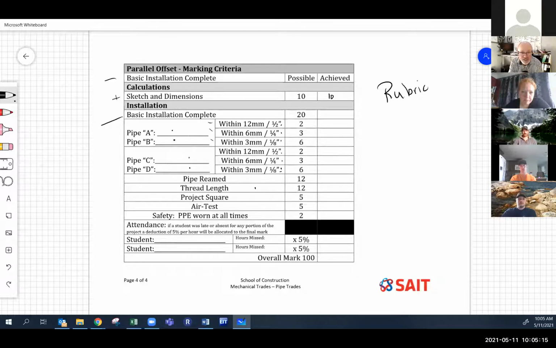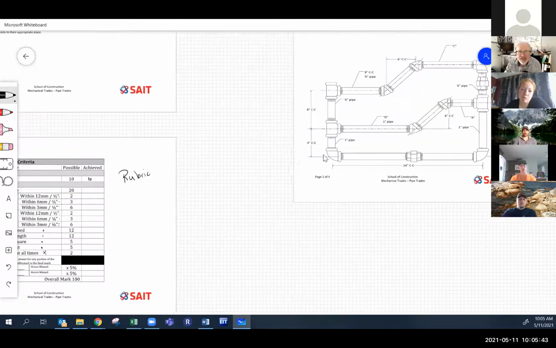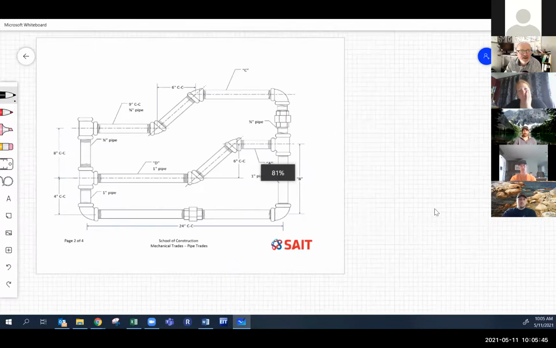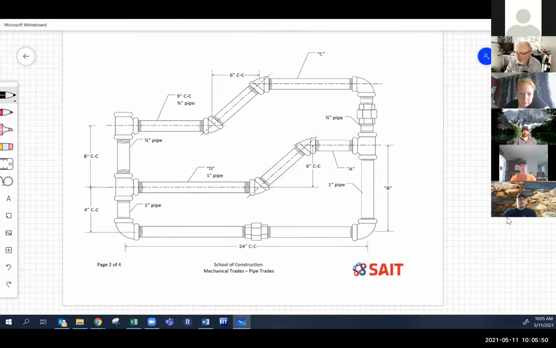We are going to look at thread length. We're going to look and make sure your pipe is reamed. We're going to check your squareness of your project. We're going to do an air test, and you got to make sure that you are safe at all times. All right. There's going to be no hours missed, so I don't think that's going to be an issue. And having said that, here is the project that you are to build.